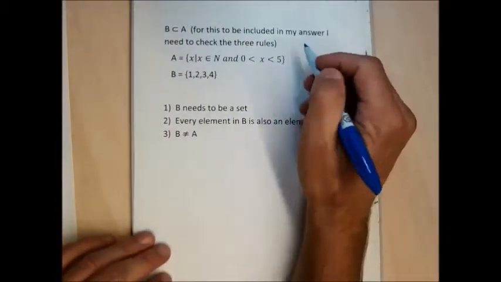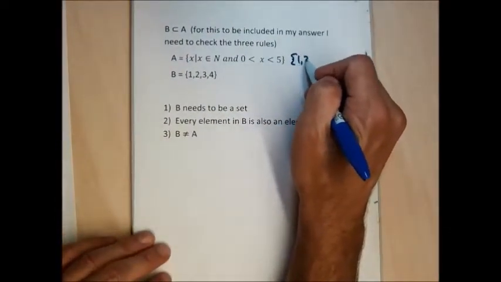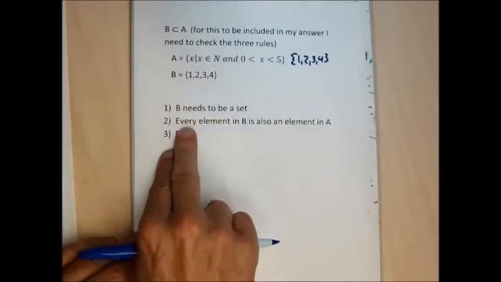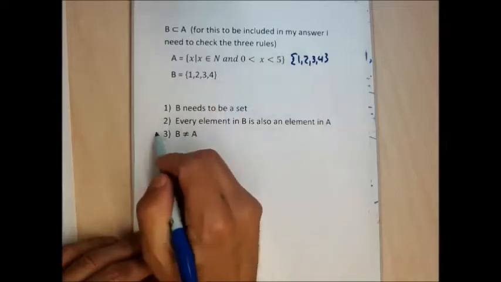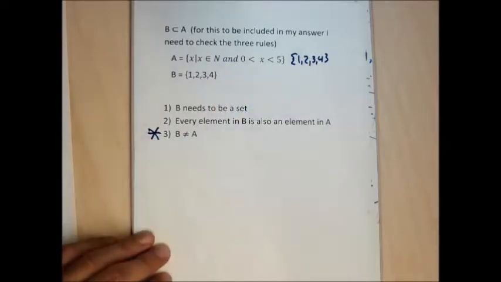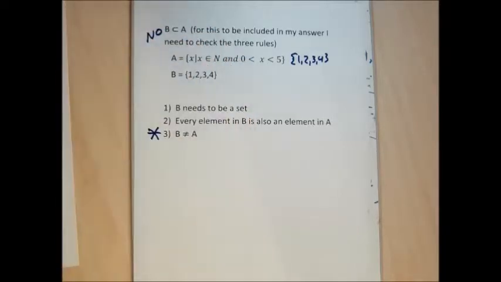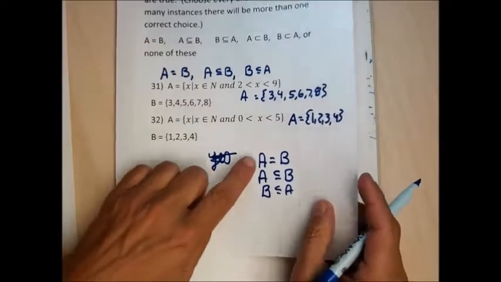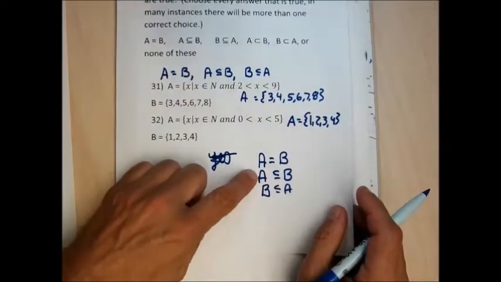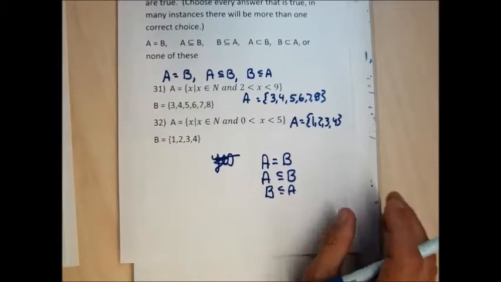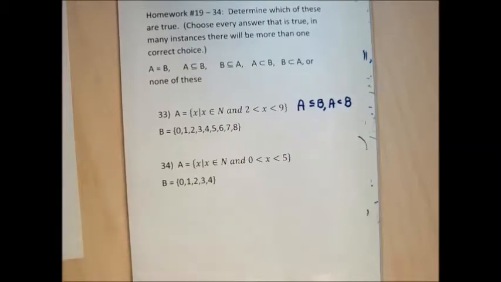Similarly, the last symbol that I'm asked to check is to see if B is a proper subset of A. I have 3 rules that need to be satisfied, and because these sets are equal, the third rule is being violated, and that symbol shouldn't belong in my answer. So the only symbols that belonged in my answer for problem 32 were A equal to B, A is a subset of B, and B is a subset of A. Turns out to be exactly the same answer as problem 31. So just one more problem each.